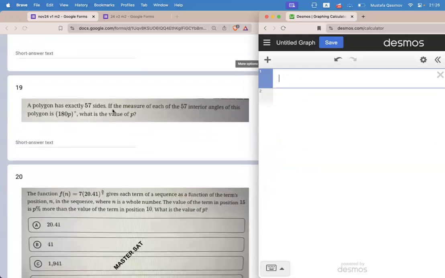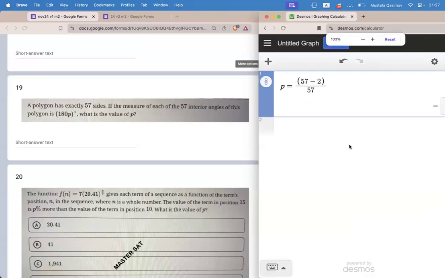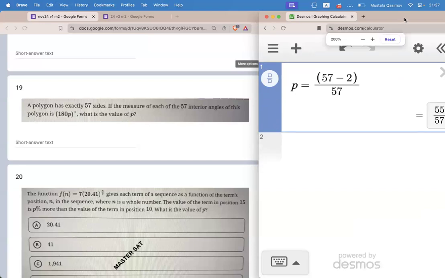A polygon has exactly 57 sides, and the measure of each of the 57 interior angles is equal to 180p. We can write 180p is equal to the sum of interior angles, which is 57 minus 2 multiplied by 180 degrees. Then we have to divide it by the number of angles, because it has 57 sides, it means this polygon has 57 angles. Then we can eliminate 180, and that is our answer, 55 over 57.